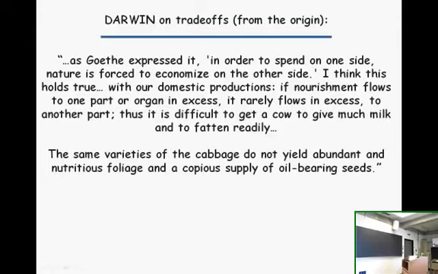Darwin also recognized the importance of genetic trade-offs. He probably didn't think about it in those terms, but he continued to write, the same varieties of cabbage do not yield abundant and nutritious foliage and a copious supply of oil-bearing seeds. So thinking about varieties, genetic lineages, or of the same species that have been selected for to produce one thing, don't produce a lot of the other.